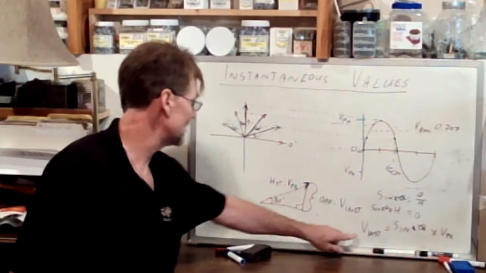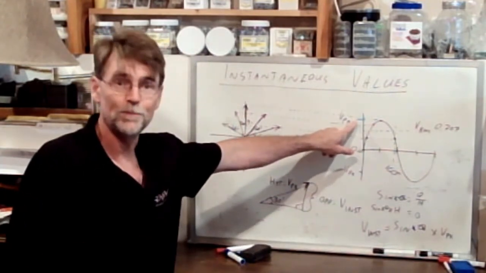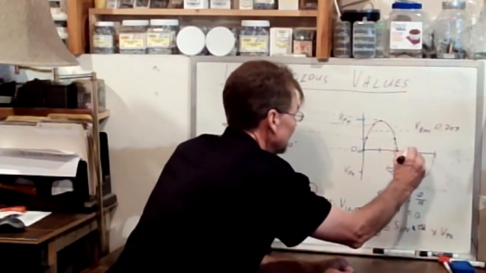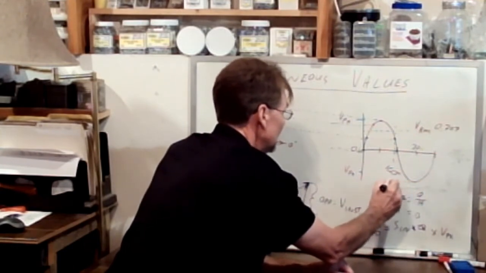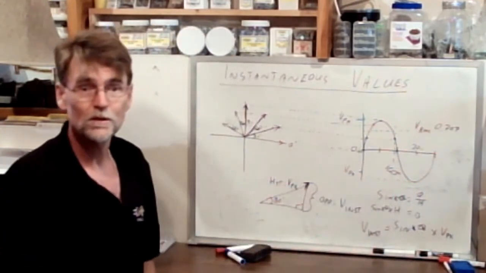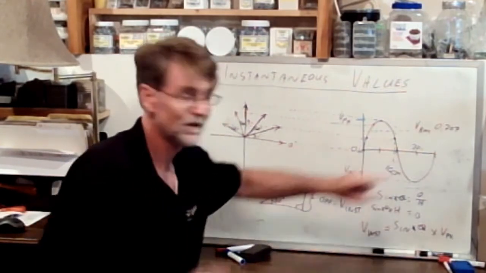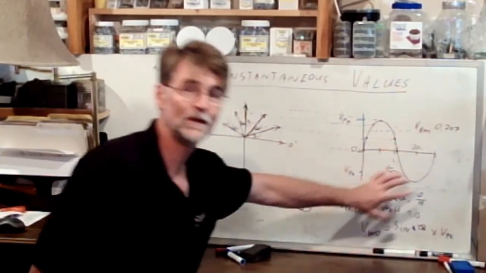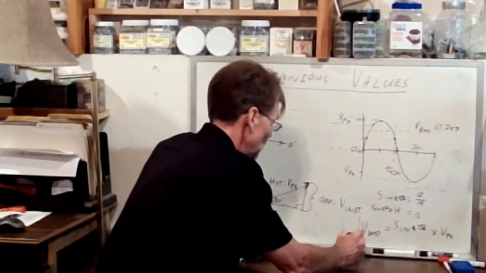Okay, so the instantaneous voltage at 90 degrees is the peak voltage. The instantaneous voltage at 270 degrees is the negative peak voltage. Okay, the instantaneous voltage at 180 degrees is 0. Okay, but there's lots of points in between, and we can ask the question, and this equation will answer it for us.